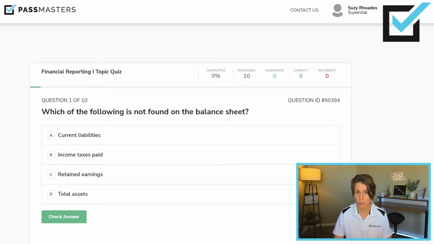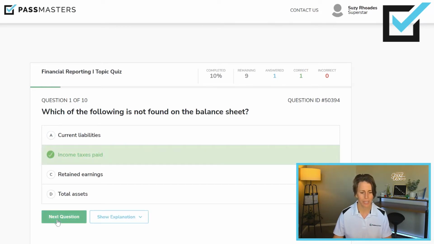Let's check the other two, make sure that those are balance sheet items. Retained earnings, that is one of the components of shareholders' equity. Total assets, also found on the balance sheet. Income taxes paid is not found on the balance sheet.